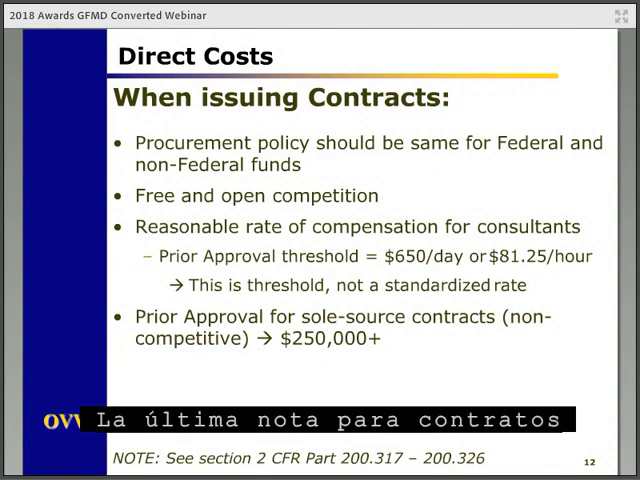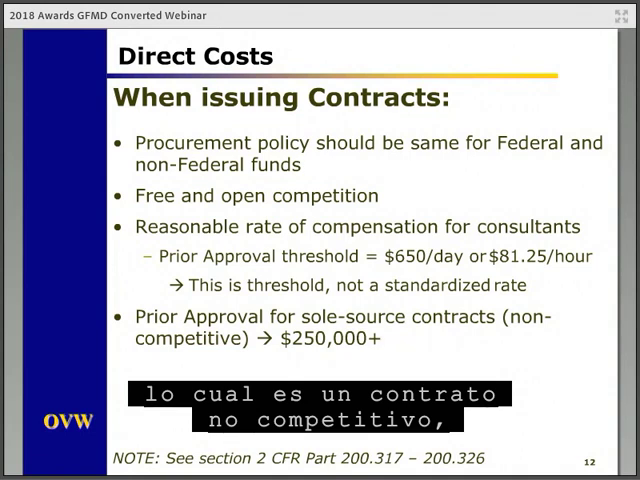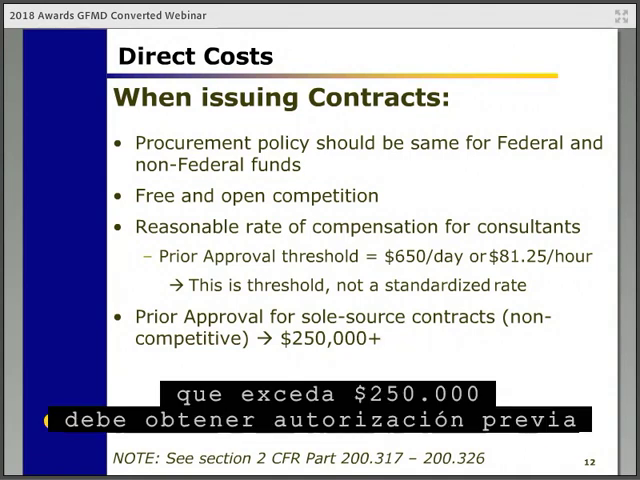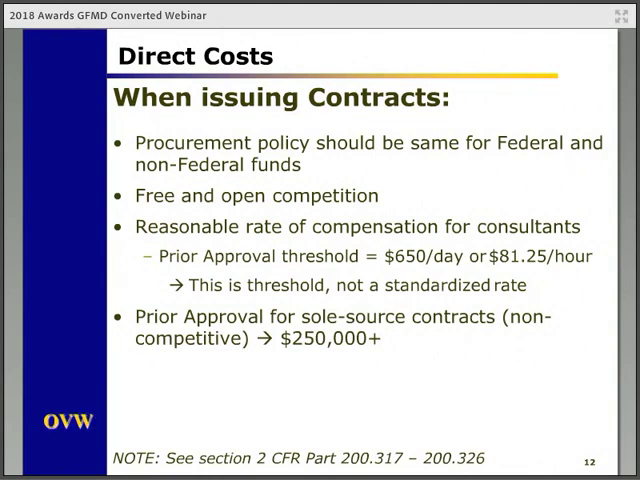The last note here for contracts is that any sole source contract, which is a non-competitive contract that exceeds $250,000, must obtain prior approval before entering into any agreement.